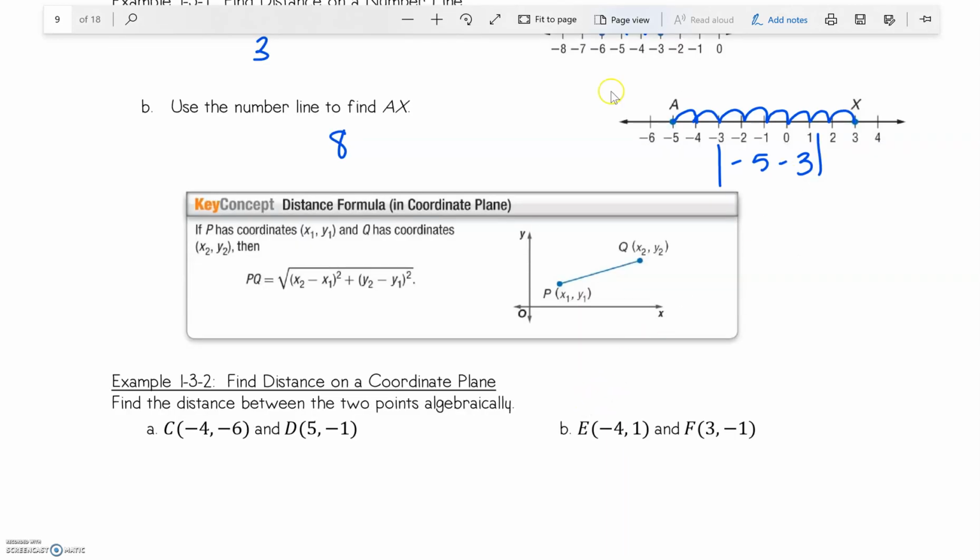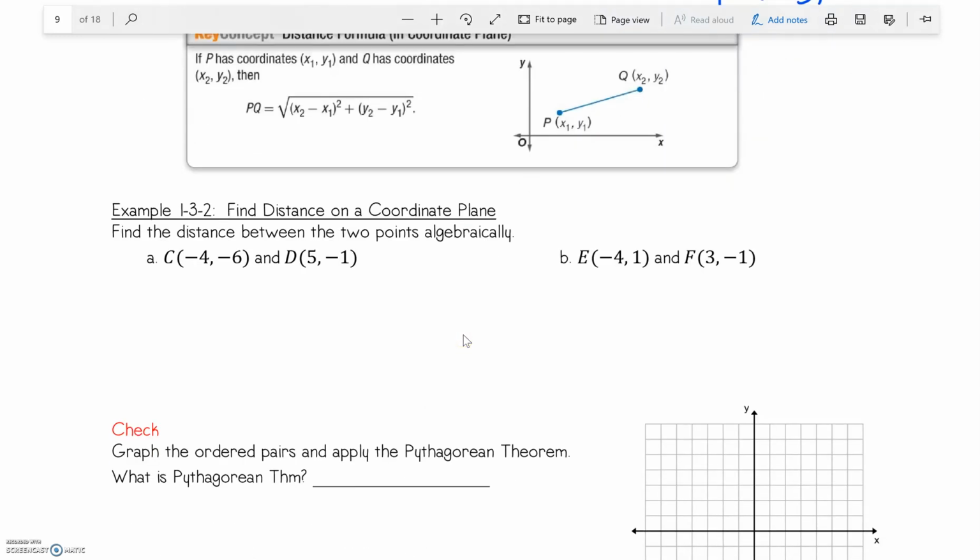Now, when it gets to not being on a number line, it gets a little bit trickier when we're in a coordinate plane or 2 points that are not on a horizontal axis or vertical where you can just count. So what we need to do is kind of what we did up here and do the subtracting or follow this distance formula.